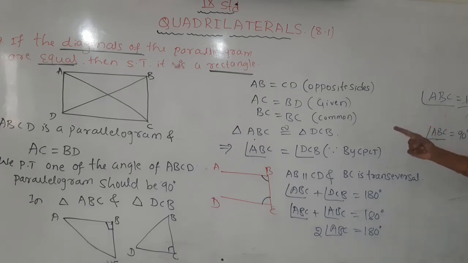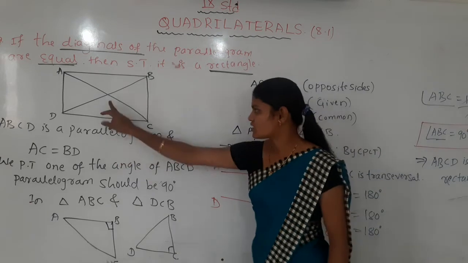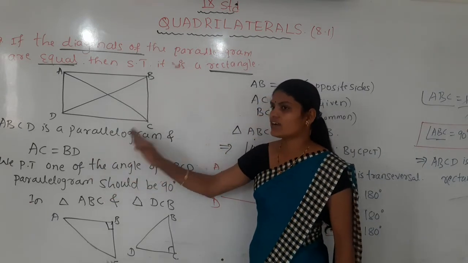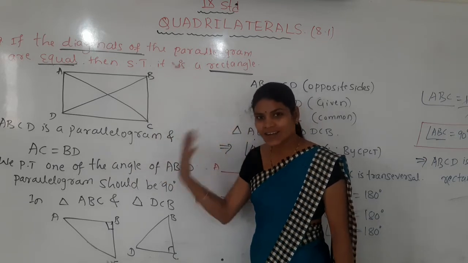Then we can conclude your ABCD is a rectangle. This implies the parallelogram ABCD is a rectangle. It should be a rectangle, we decided. We did first that the diagonals are equal. It is a parallelogram. Diagonals are equal. Then we have to prove that this parallelogram is a rectangle.